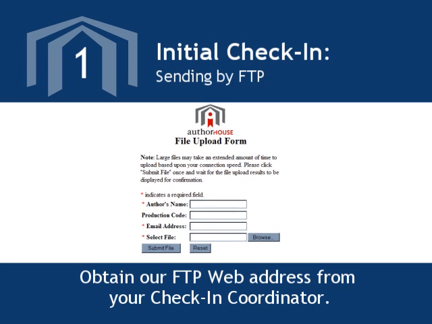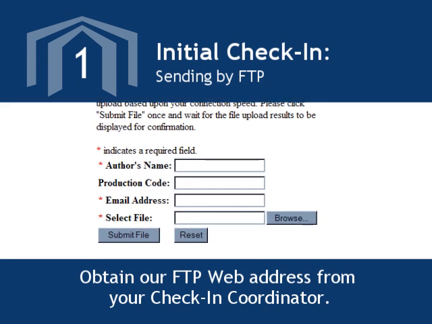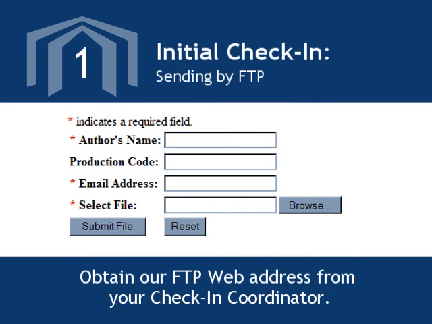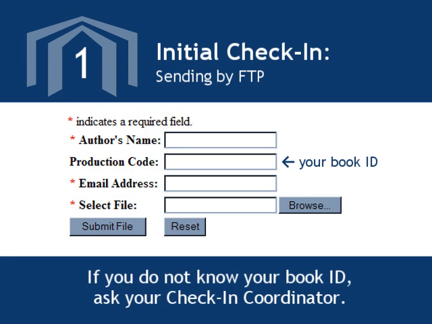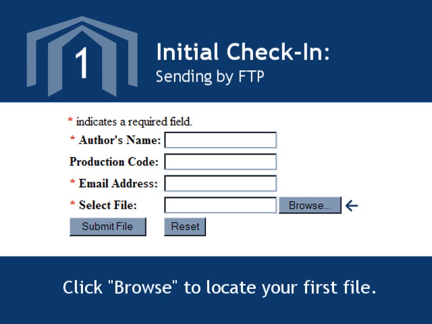site. On the upload site, you'll be asked to enter your name and email address. Where it says production code, please enter your book ID number. If you're not sure what your book ID is, contact your check-in coordinator and they'll be happy to look it up for you. Then click the Browse button to locate your first file.